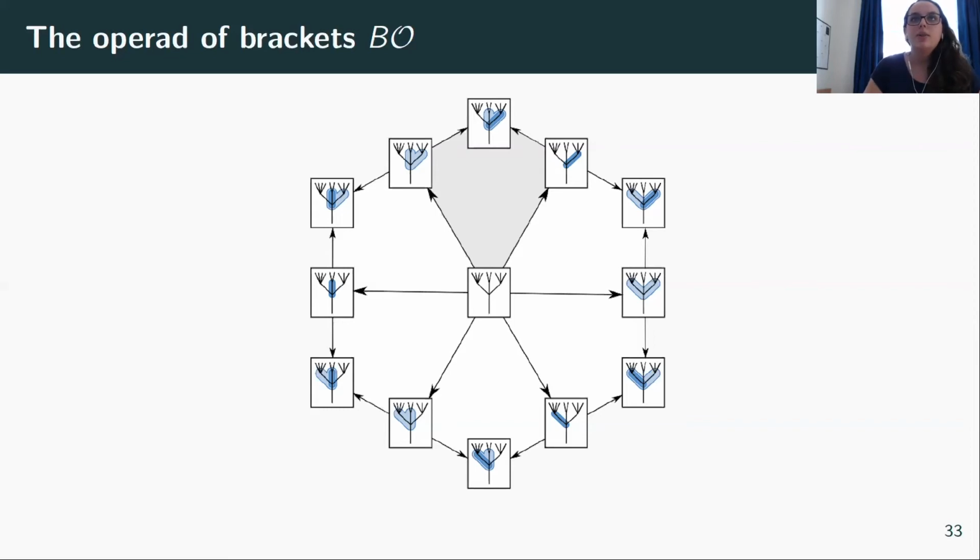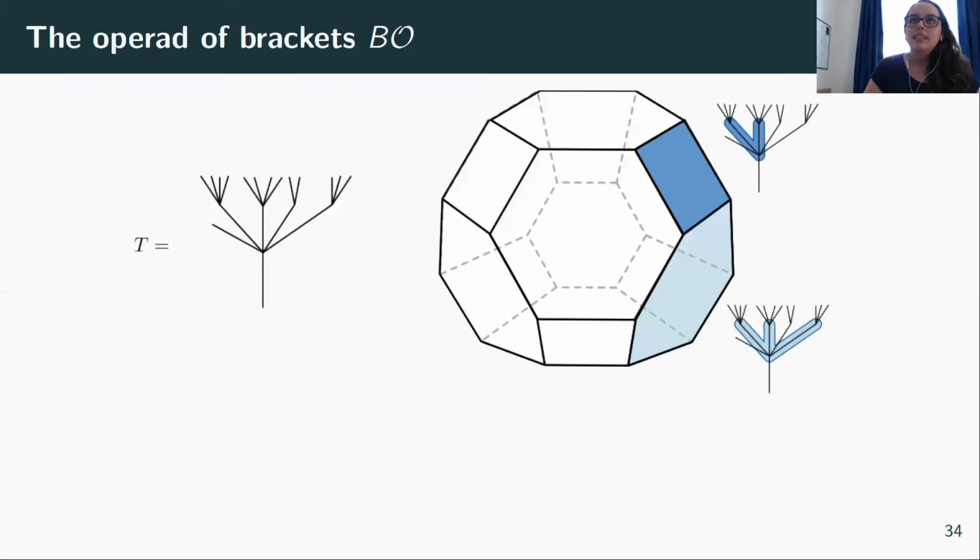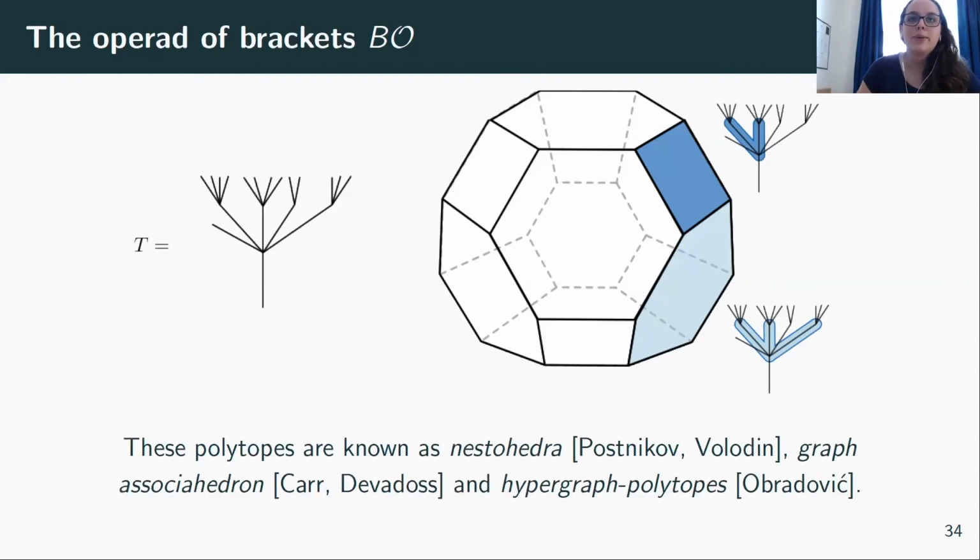And also, if you look at this example, for instance, which is for a tree now with four inner edges, this is also not an associahedron, but these polytopes are actually well known and they have many names. They're known as nestohedra, graph associahedra, and also hypergraph polytopes. So now we're going to use them to define an operad of brackets.